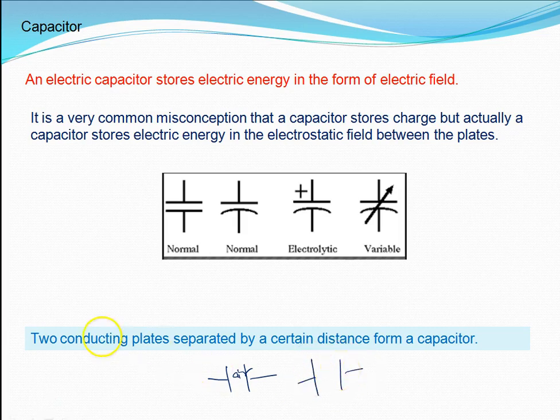Now this is a very important line. It is a very common misconception that a capacitor stores charge, but actually it stores electric energy in the electrostatic field between the plates. Because whenever I ask you what is a capacitor, you say a capacitor is a device which stores charge. That is wrong. You have to say a capacitor stores electric energy in the electrostatic field between the plates.